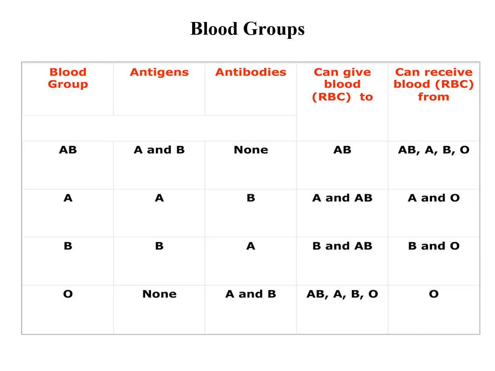O can also give because it doesn't have any antigen over the cell, so it doesn't cause any reaction here. And blood group A has an antigen A and antibody B.